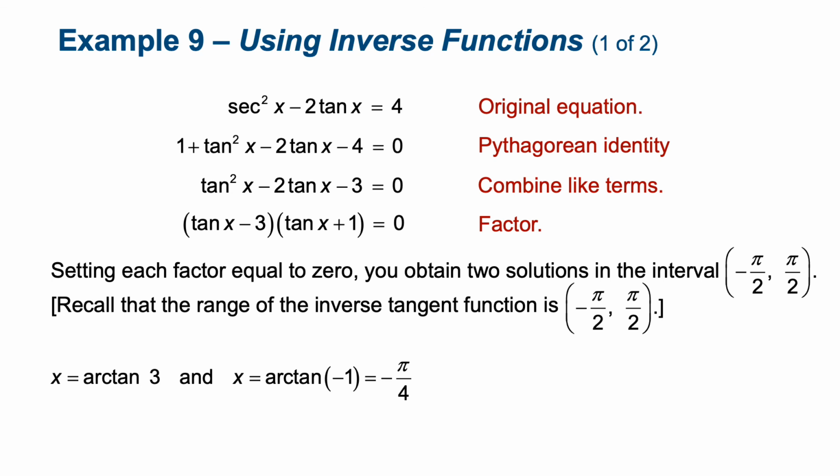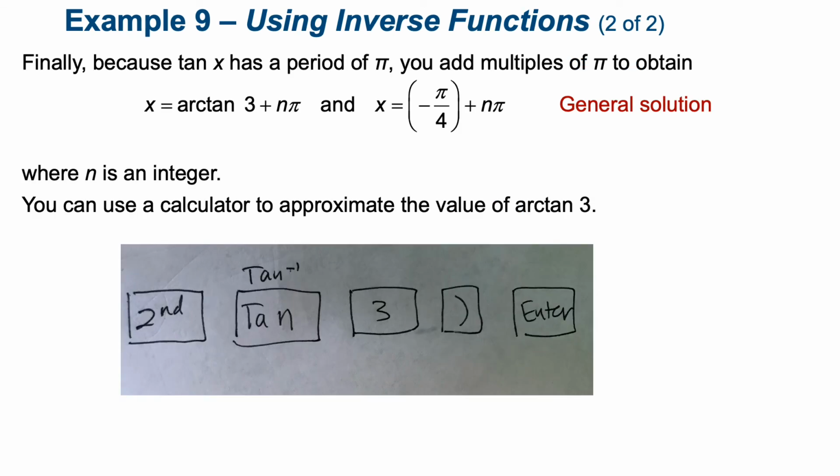But let me show you in the calculator how easy it is, okay? So here we go. X is equal to arctangent, but in your calculator it's tangent with a little 1 inverse, of 3 plus n pi, and then x is equal to negative pi over 4 plus n pi, where n is an integer. And we can use a calculator to find that, okay? So we would do just second inverse tangent 3 and hit enter, and you'll get a value. And then you can just write this out and put plus n pi, okay?